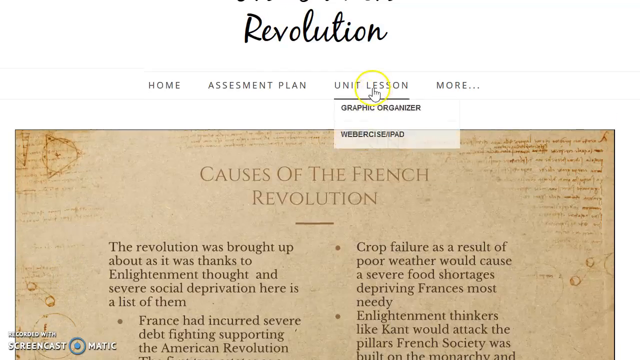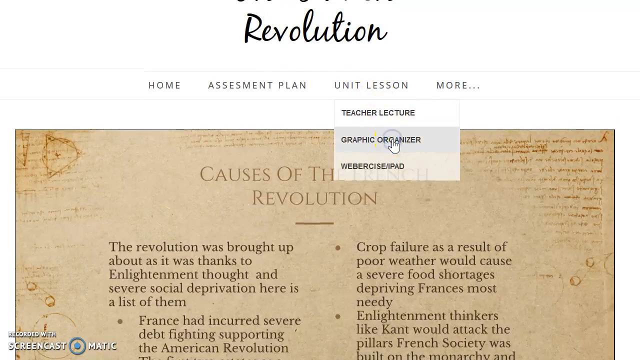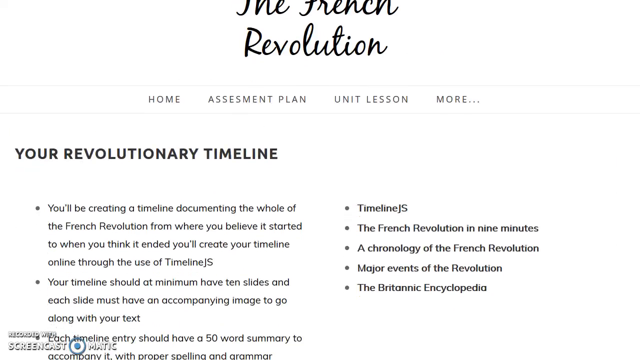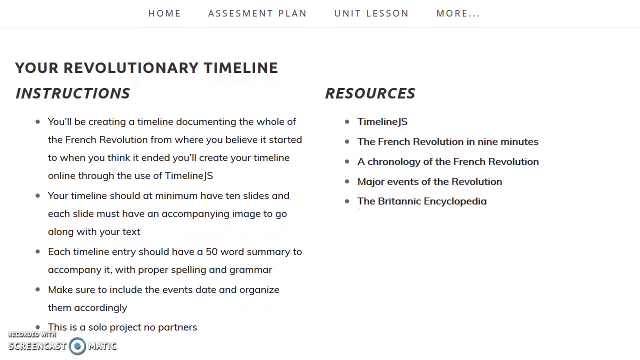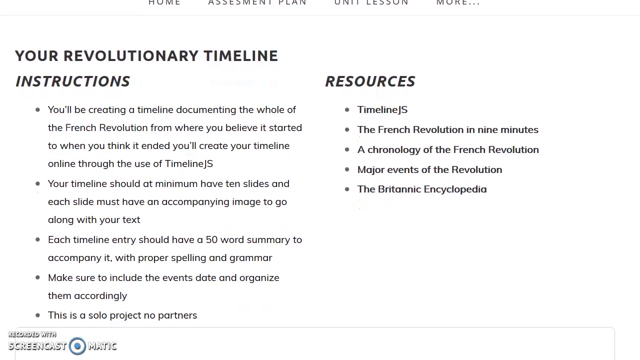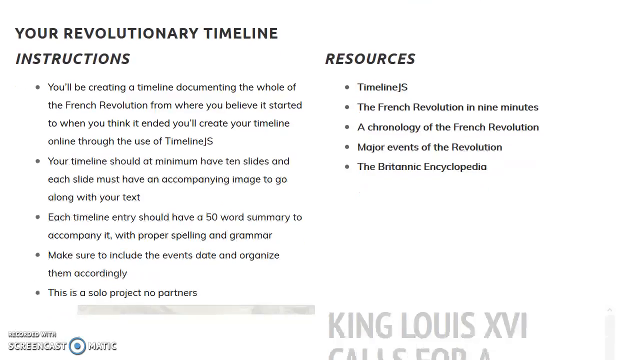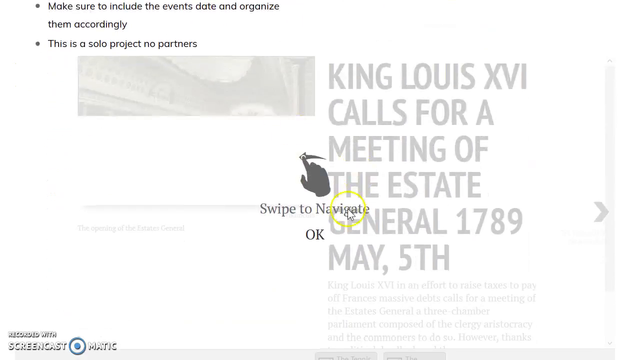Now, moving on from there, we go into our graphic organizer. Now for the graphic organizer part of the class, I want to see you guys create a timeline using Timeline.js. I basically want to hear what you think are the most important parts of the French Revolution, where it started, where you believe it ended.